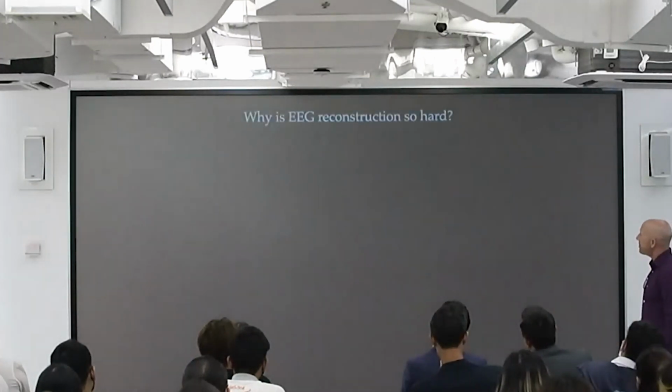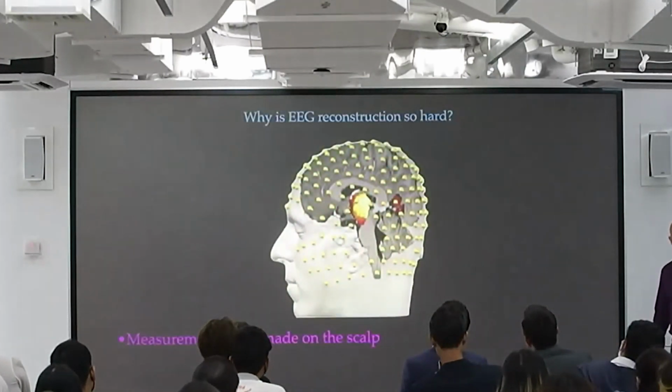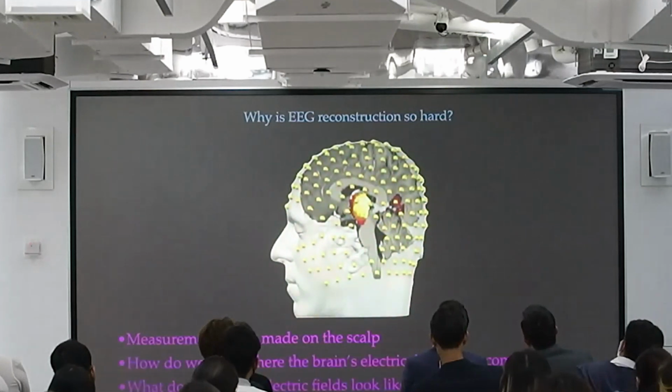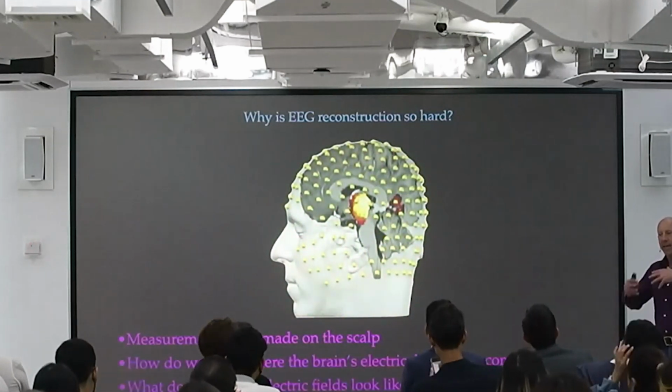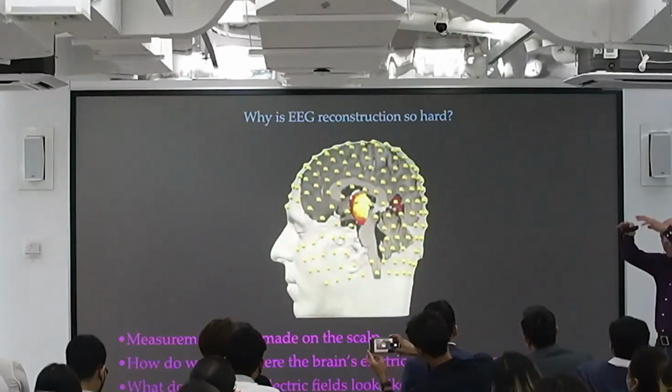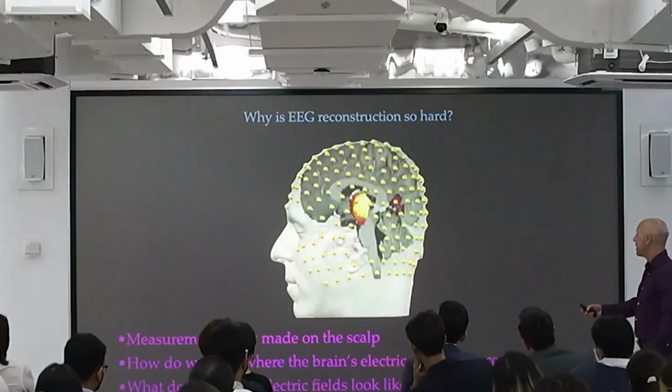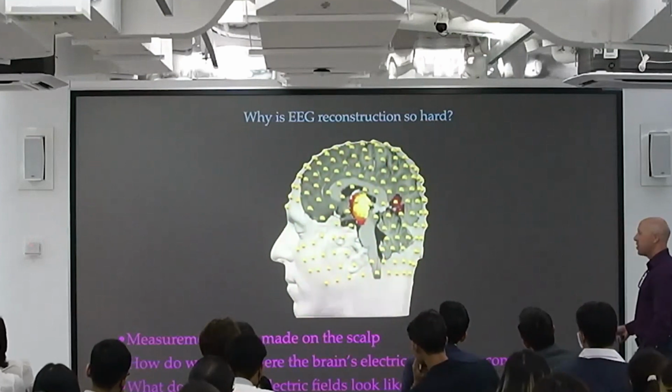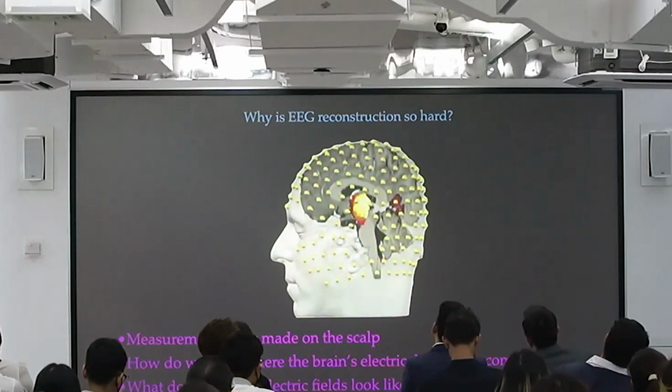Okay. Why is EEG so hard? Well, the measurements are only made on the scalp. You're getting signals that are propagating, but you're only measuring on the scalp. So how do we know where the brain signal is coming from? And in fact, what do the brain electrical fields look like?